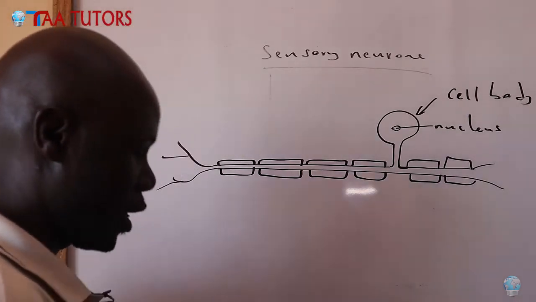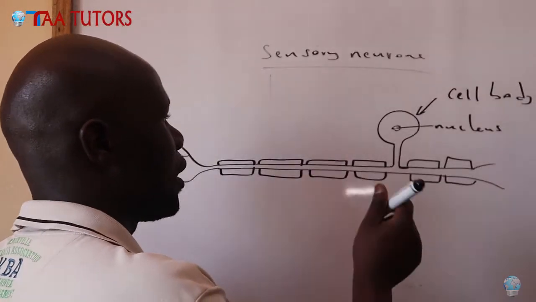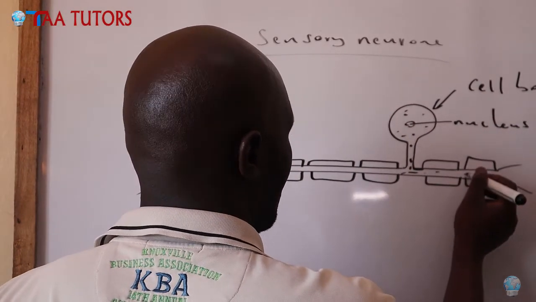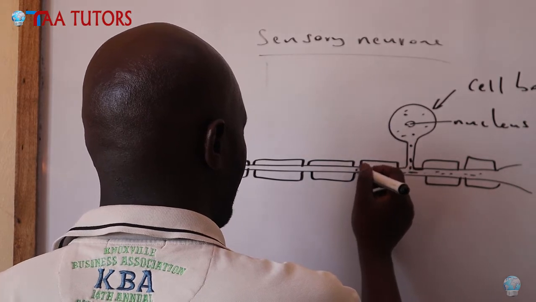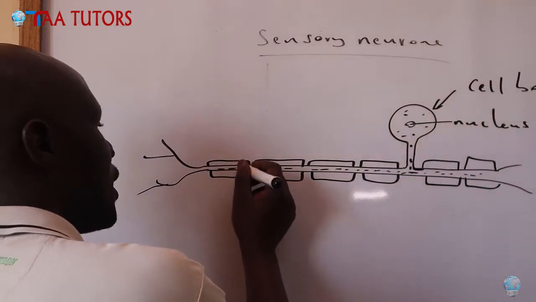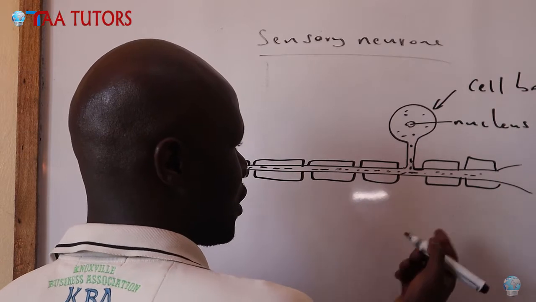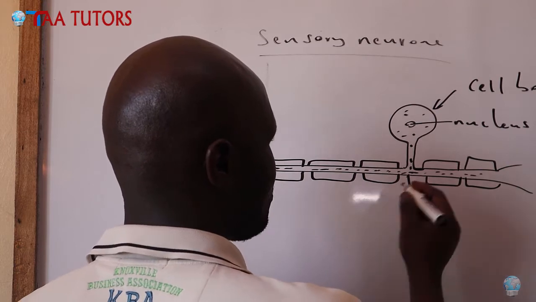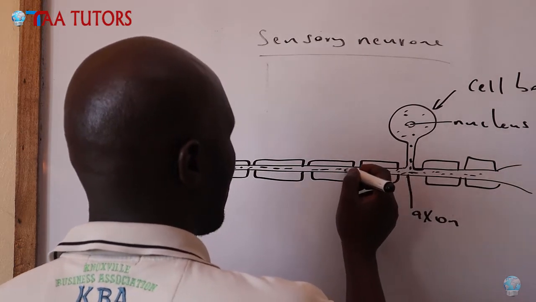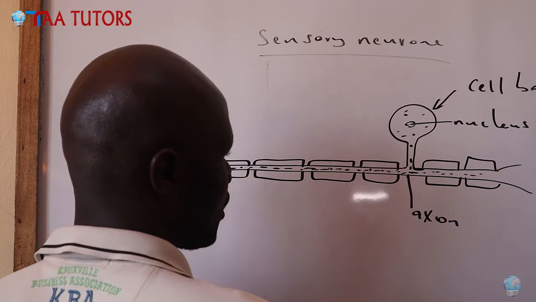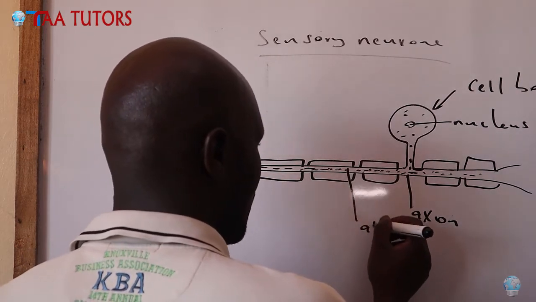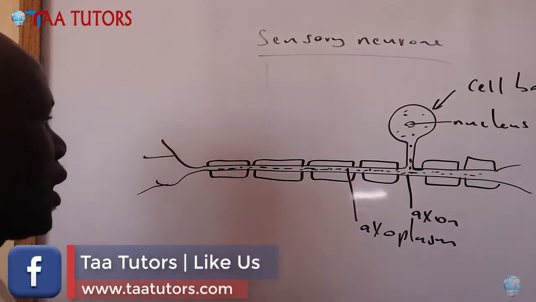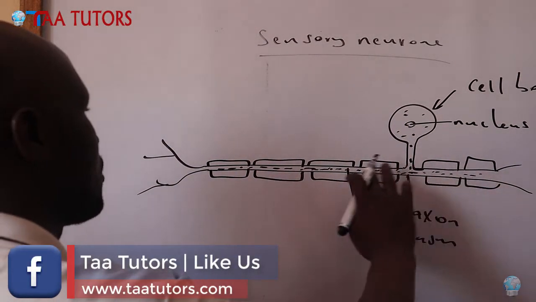Now the cell body has got a fluid, the fluidy part of the cell, the cytoplasm. This one I'm indicating is the cytoplasm. Now the cytoplasm here extends to this particular end. Now when it moves here, it gets a membrane that is enclosing it. So this membrane is called axon. And therefore, at this point, the fluid that is enclosed by the axon is a special cytoplasm in this case. So we'll be calling it axoplasm at this point. Now, this particular axon here, as you look at it, it's continuous.